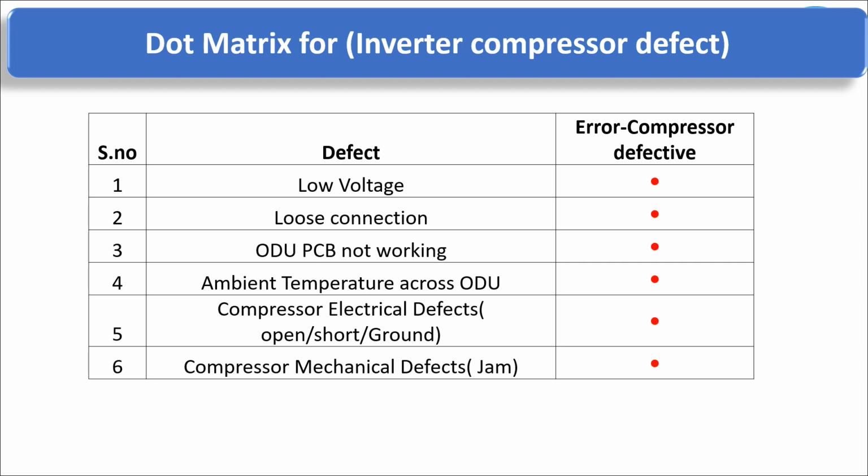Now we prepare a dot matrix for inverter compressor defects. The defects which will be considered are low voltage, loose connection, outdoor unit PCB not working, ambient temperature across the outdoor unit, compressor electrical defects like open, short, ground, and compressor mechanical defects like jam.